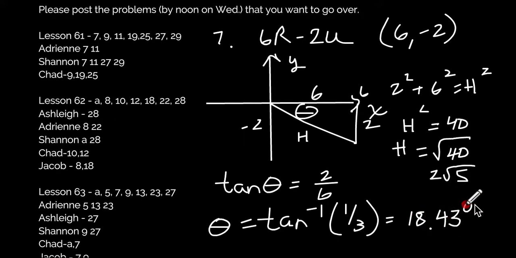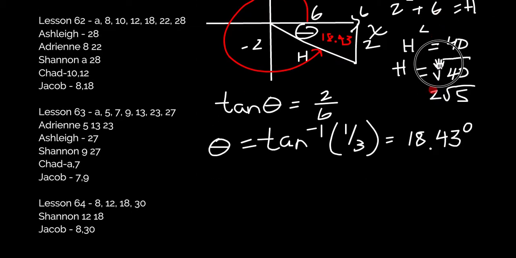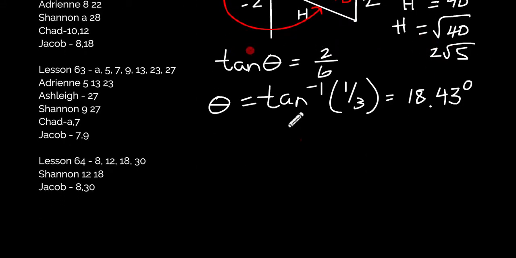degrees. Now the thing is, this theta is 18.43 degrees, but what we want is the angle from the x-axis to the vector. So it's going to go around this way, which is basically, if this one in here is 18.43, this is 360 minus 18.43. So the actual whole angle that you're going to use is 360 minus 18.43 degrees.